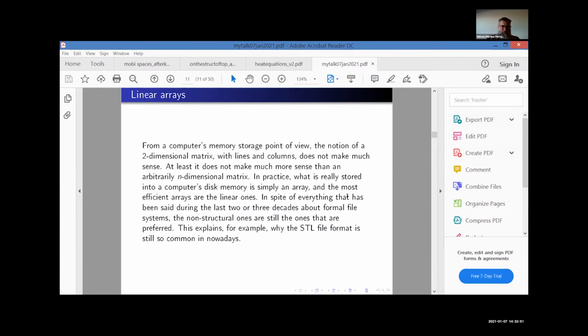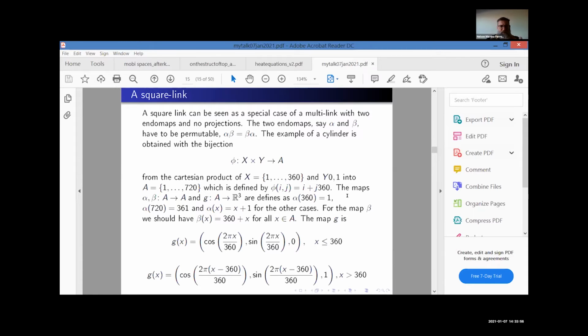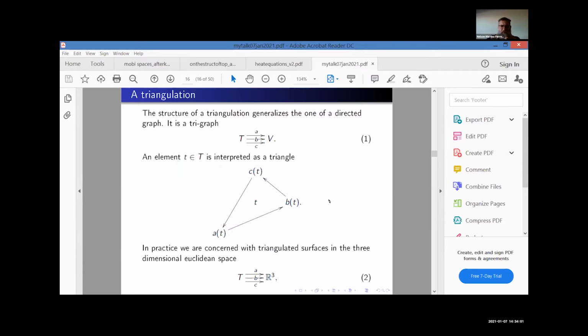So I had prepared some things here which were concerned with some further examples of this notion of multi-link, but perhaps I will not take too much time. So just very quickly, a triangulation can be mathematically abstracted as a collection of vertices V and triangles T, with the property that a triangle has three vertices, A, B, and C, and then it is realized geometrically in this way.